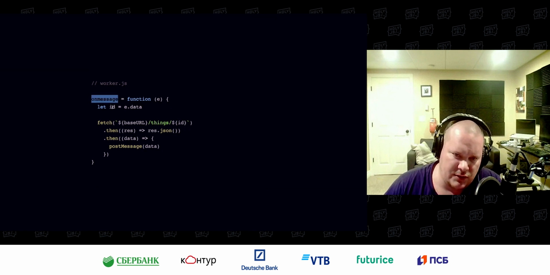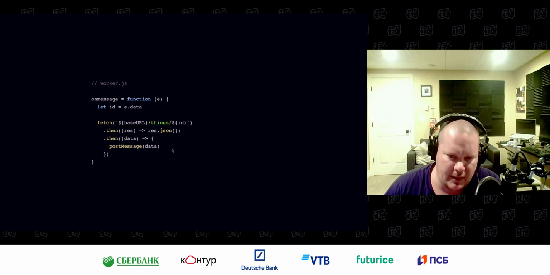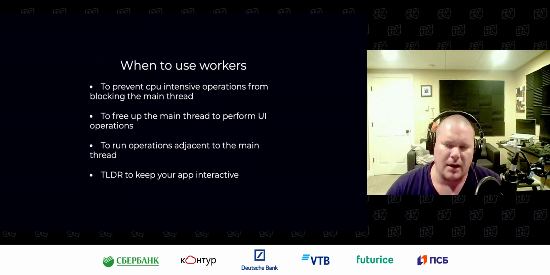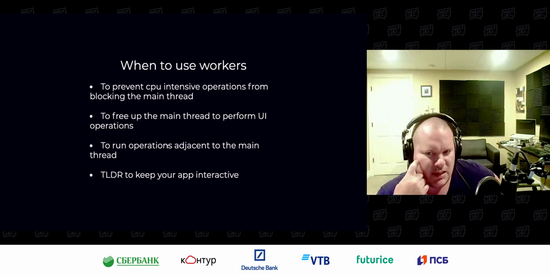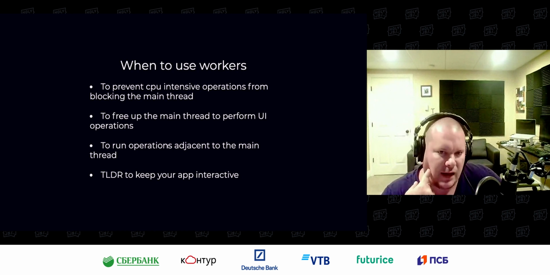You could say on message, let ID equals e.data. Let's say we could fetch something, for example. This would be like a fetch that we do. And then we can post message it back. So this would be like a fetch. Normally you wouldn't just put a fetch in a worker, but it's just an example of that volley back and forth. So if you're not just going to throw fetches in there, what do you do with them? So when you want to use a worker is if you have a CPU intensive operation that's blocking the main thread.